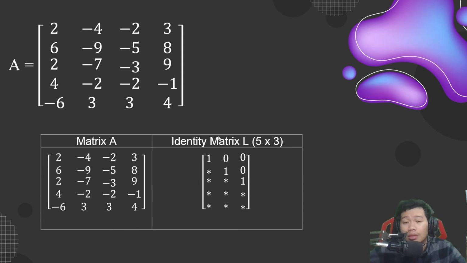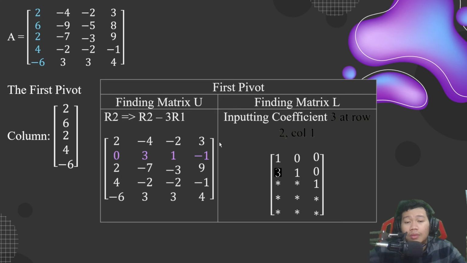Then the right side is the matrix L, which is the identity matrix, but following the question, the matrix L or B contains 5 rows and 3 columns, so just follow that, okay? Next, begin with finding the first pivot. This column is the one we want to make into matrix U form, or the 0 section. Find the way for R2 to become 0. We need to subtract from R2 3 times R1.